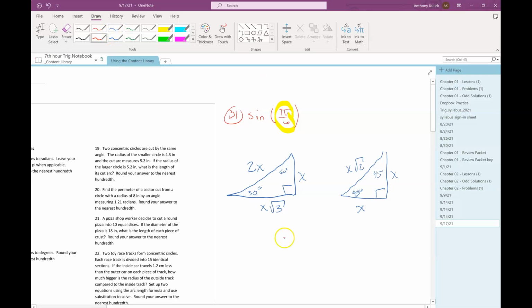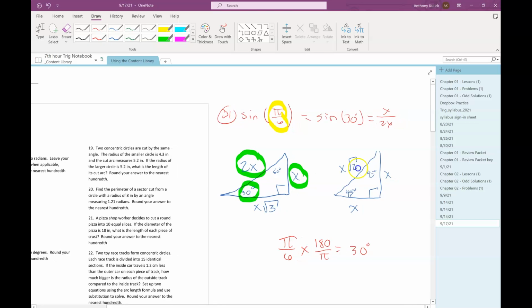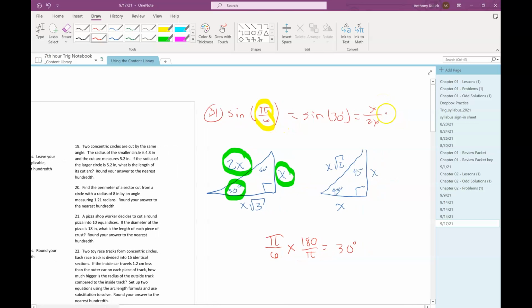We'll start by converting that radian measure into degrees by multiplying by 180 over pi. That's going to come out to be 30 degrees. So really what I want is sine of 30. Okay, so 30 degrees is here. Sine is opposite over hypotenuse. So I have x over 2x, which reduces down to 1/2. Does that feel okay?